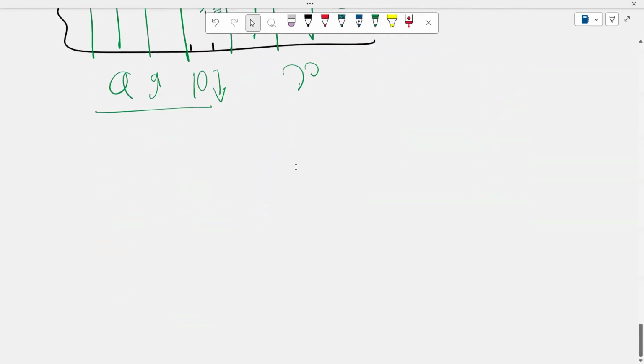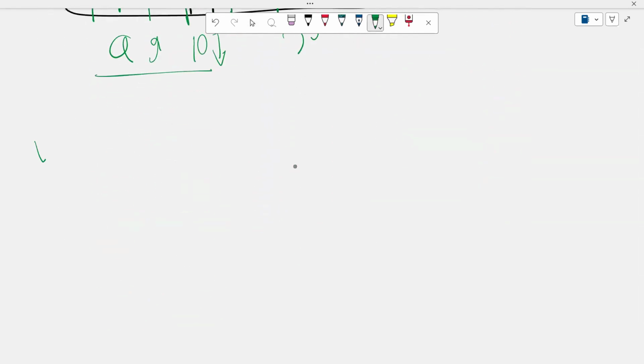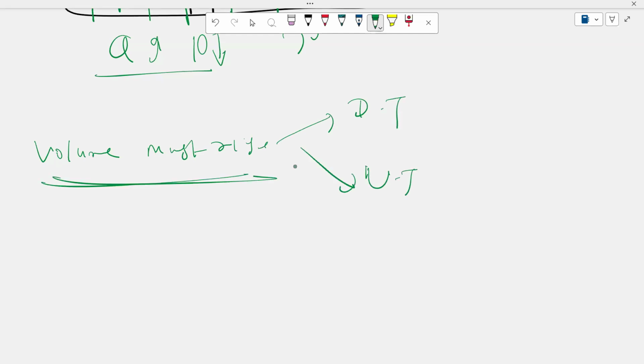Just note it down: volume must rise to confirm the trend. Either you want to confirm a downtrend or an uptrend, it doesn't matter. Volume must rise. Is it clear?